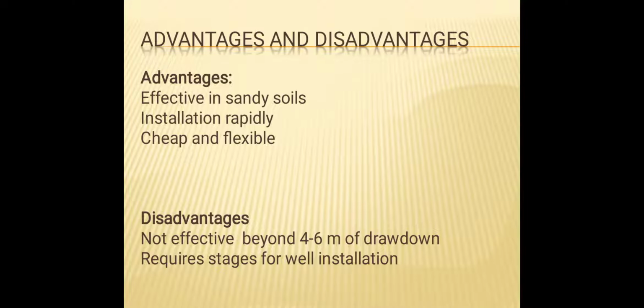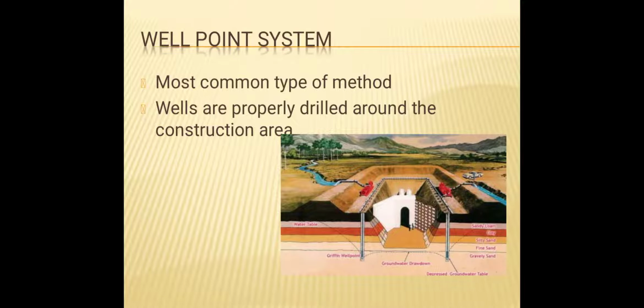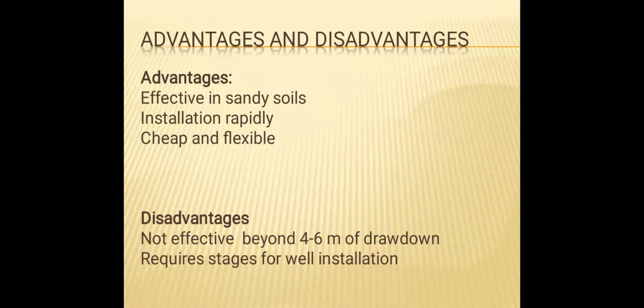Advantages and disadvantages of well point system. Advantages: effective in sand soil, installation is rapid, cheap and flexible. Disadvantages: not effective beyond 4 to 6 meters of drawdown, and requires stages for well installation. These are the advantages and disadvantages of the well point system.